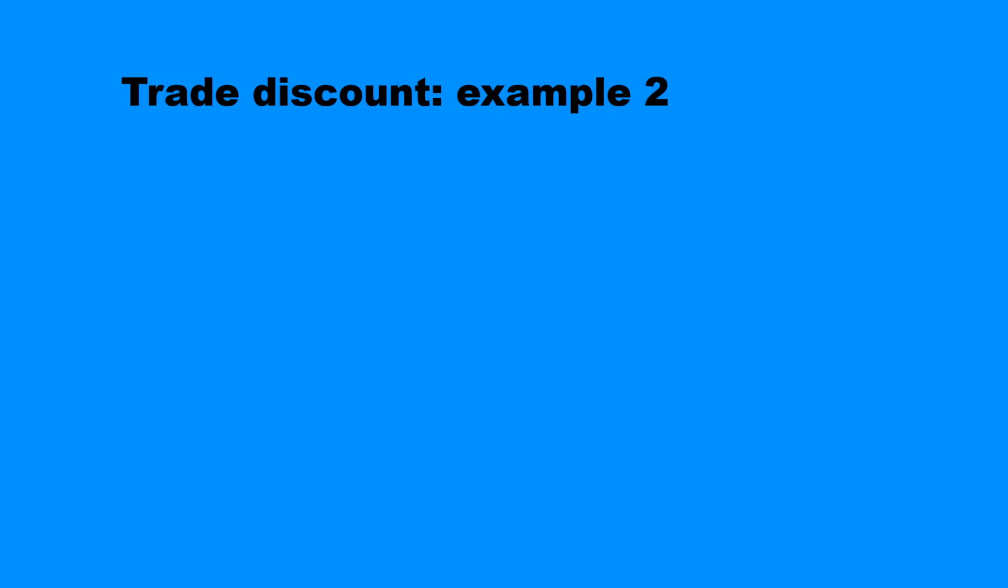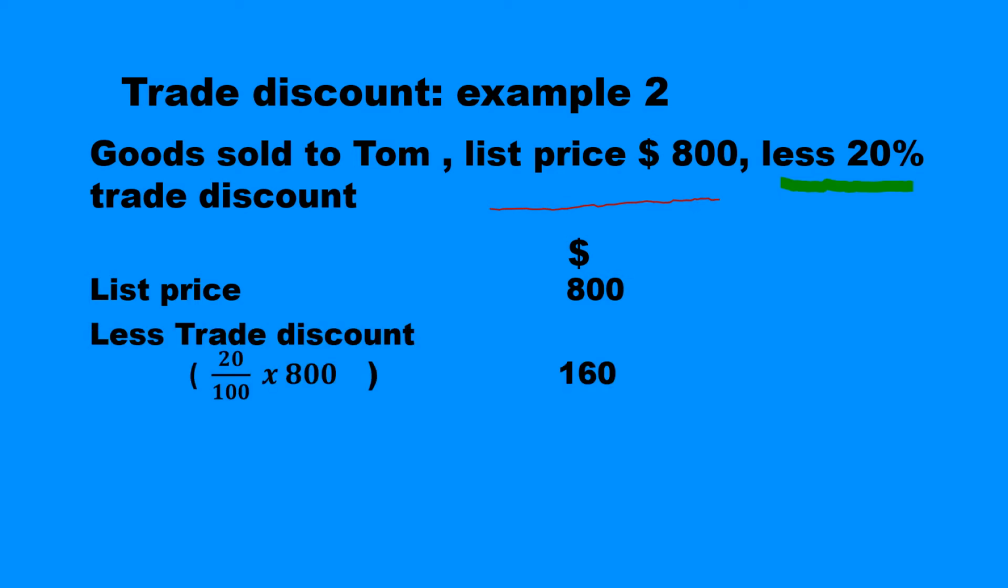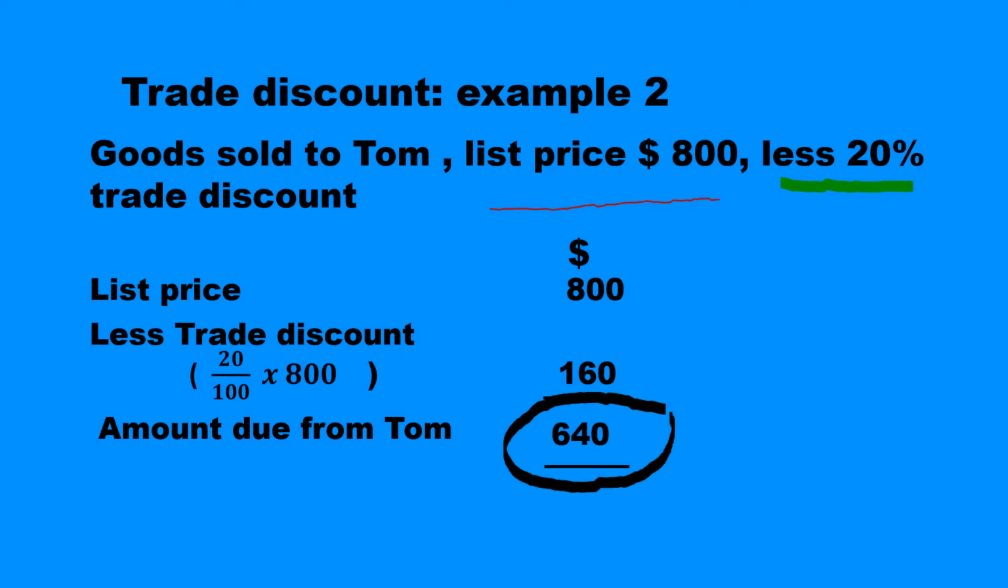Let us look at a second example. Goods sold to Tom, list price 800 less 20% trade discount. So here the list price is 800 and the trade discount is 20%. If we take the list price of 800, we deduct the 20% trade discount, which comes out to be 160. The amount due from Tom would be 640 and not 800.